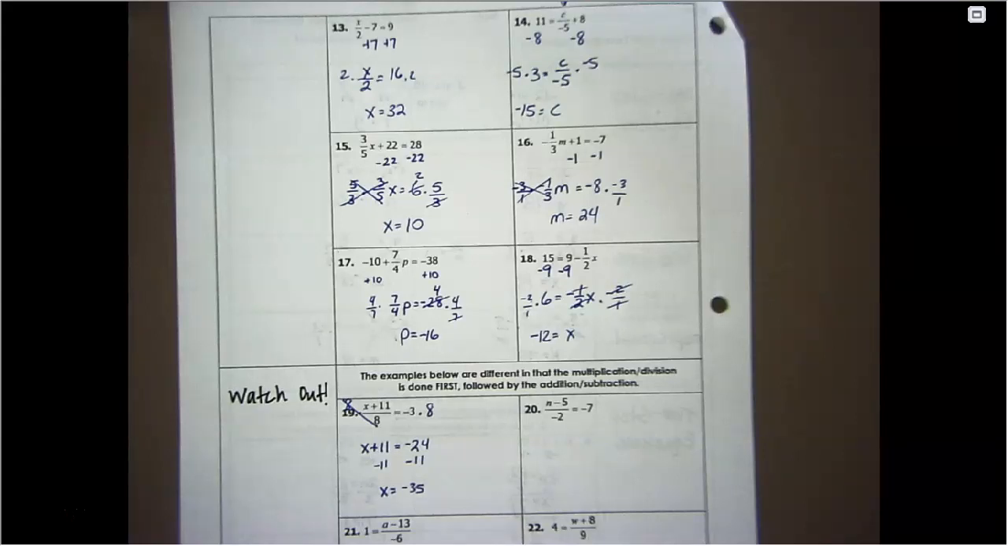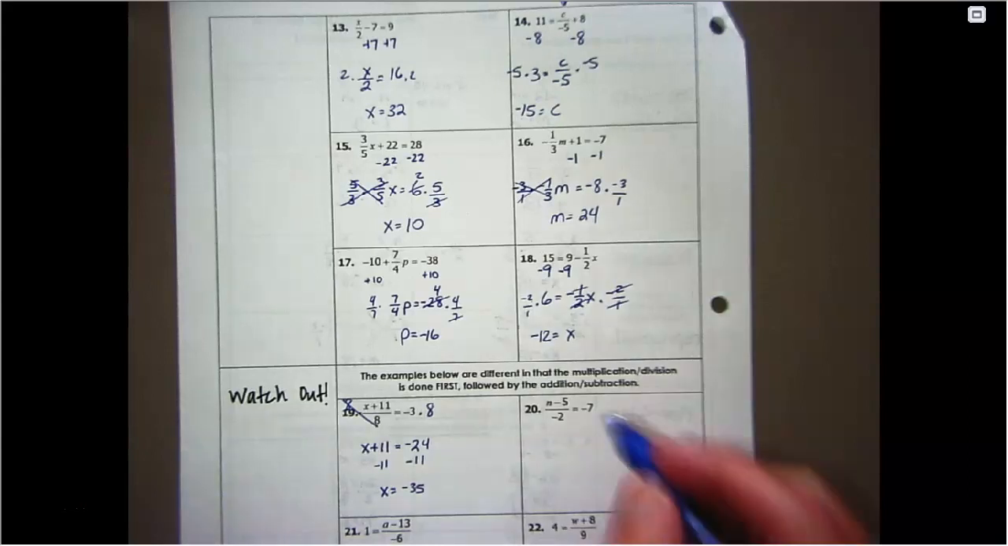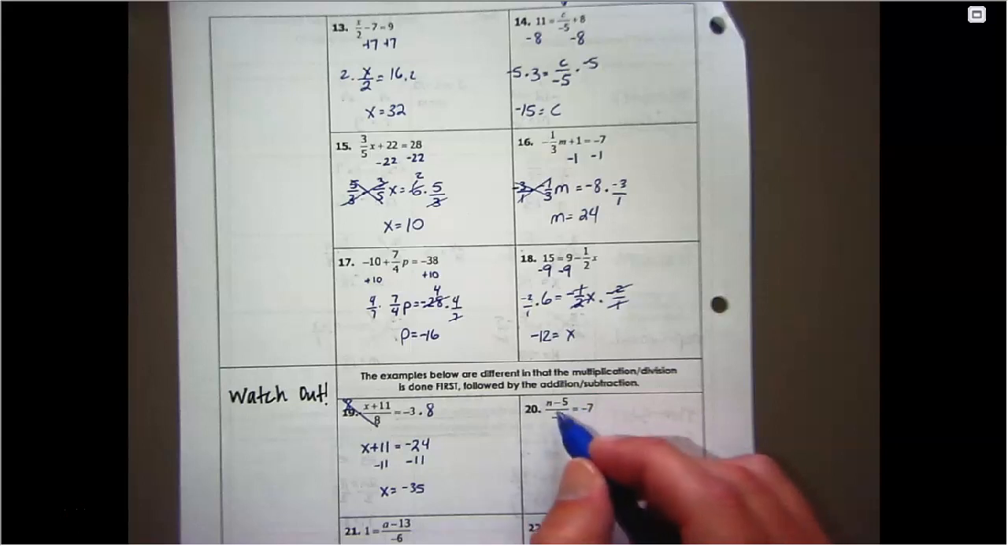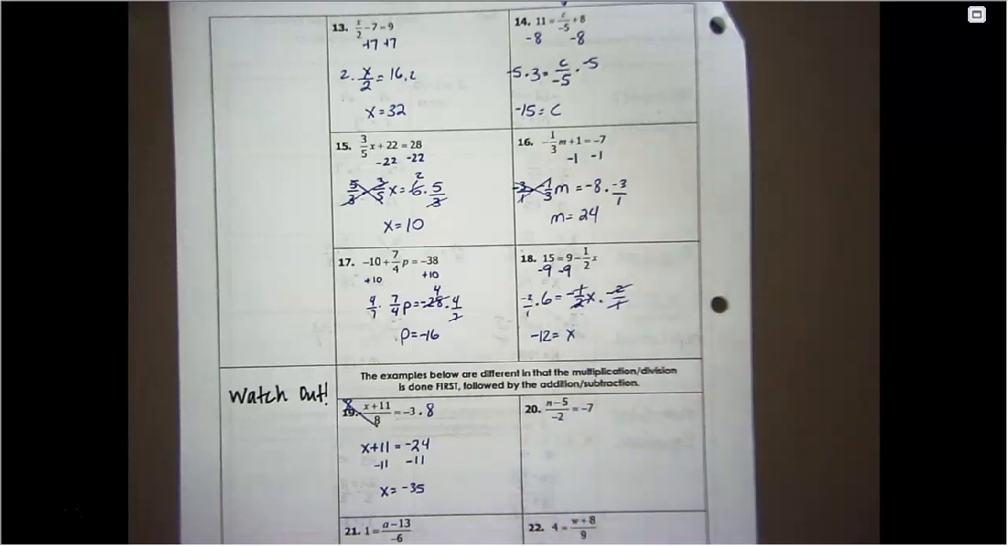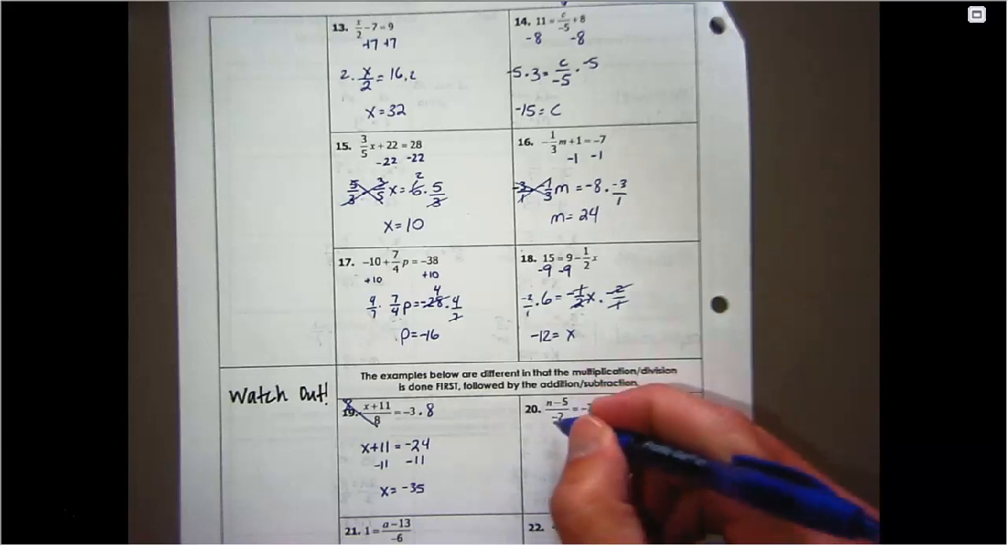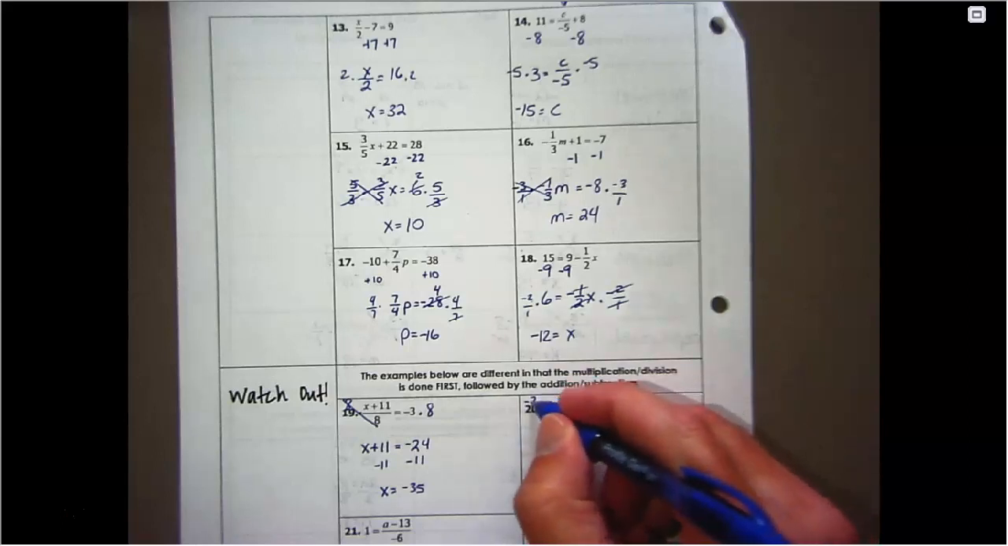Again, it's understanding the difference. It's a different style of problem. We just have to recognize when we see it. I'm taking the entire left side, which is being divided by negative 2, so I have to undo that first. Since I'm dividing by negative 2, we have to multiply by negative 2.